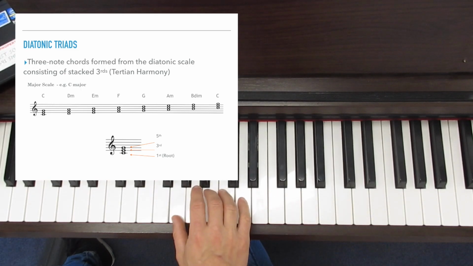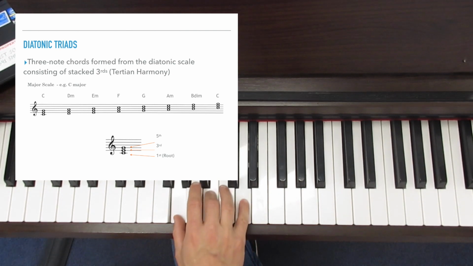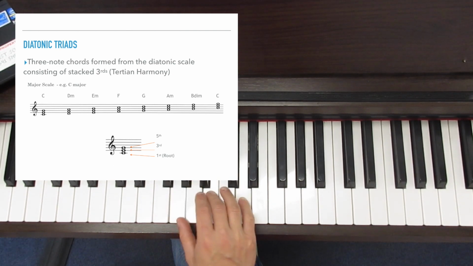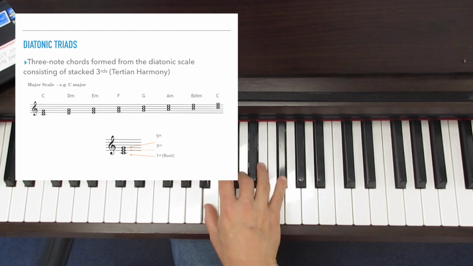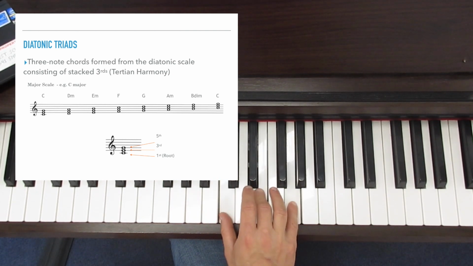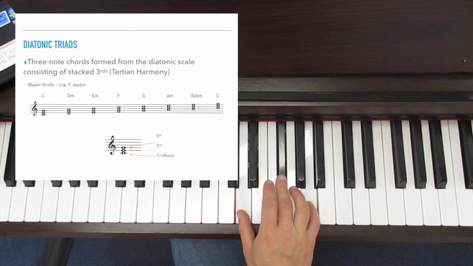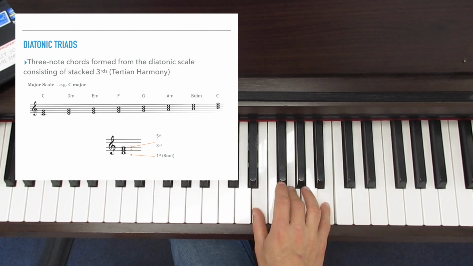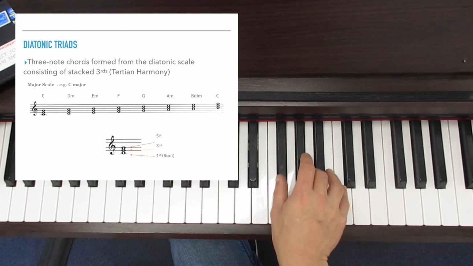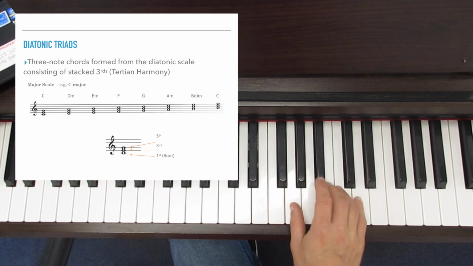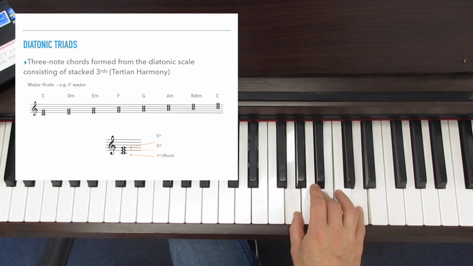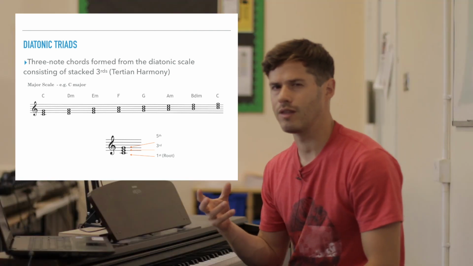So if we're in G major, we'll find we've got a major chord. The second is minor, the third is minor, remembering our F sharp. The fourth is major, the fifth is major, the sixth is minor, and the seventh is diminished. And back to our first. Okay? So one more thing to say about this.